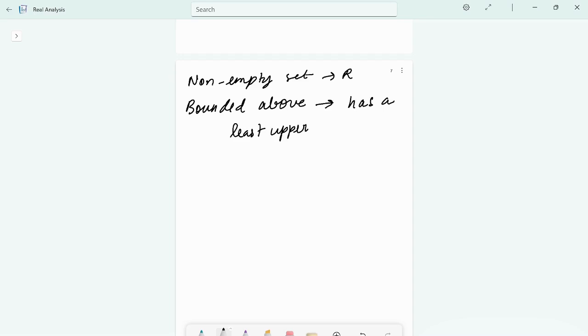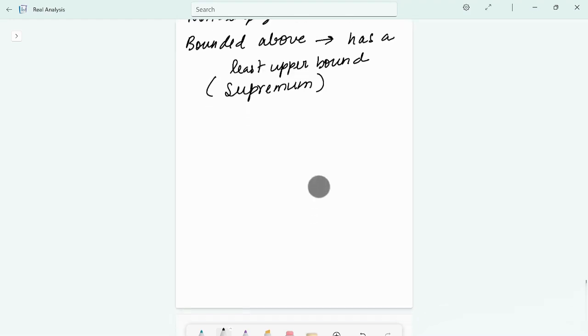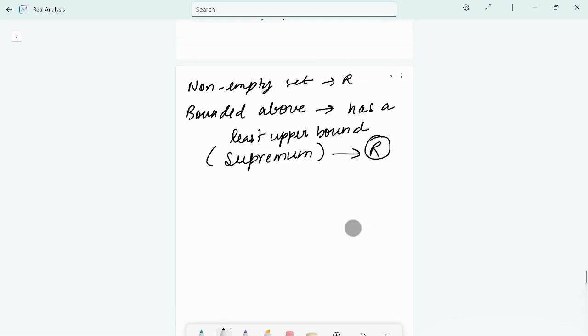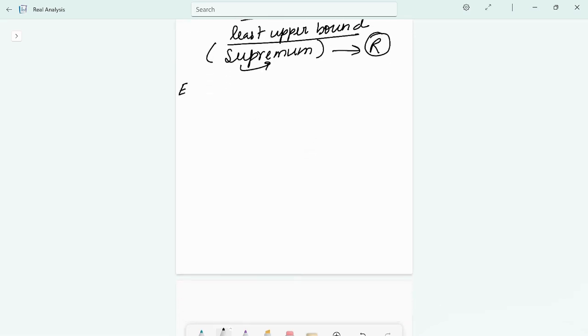I'll explain these terms in the later part, which is called supremum. We'll come to supremum and infimum in the next portion, all right? Now, this is also a real number. This is what the definition stands. Every non-empty set of real numbers that is bounded above has a least upper bound, which is also known as supremum. That is also a real number. We will understand this concept better with an example.